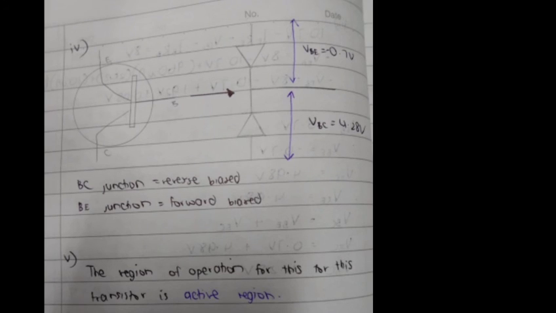For the fourth question, we need to determine whether the BC and BE junctions are forward or reverse biased. A negative value we determine as reverse bias, and a positive value we determine as forward bias. So the answer is the BC junction is reverse bias and the BE junction is forward bias. For the last question, as we know, with one reverse bias and one forward bias, the answer is the active region.